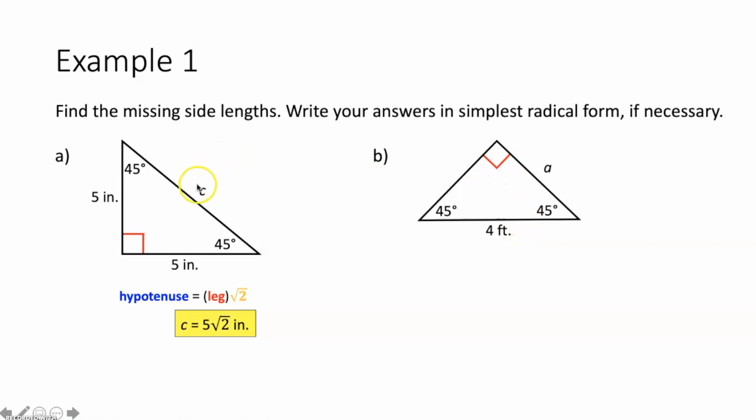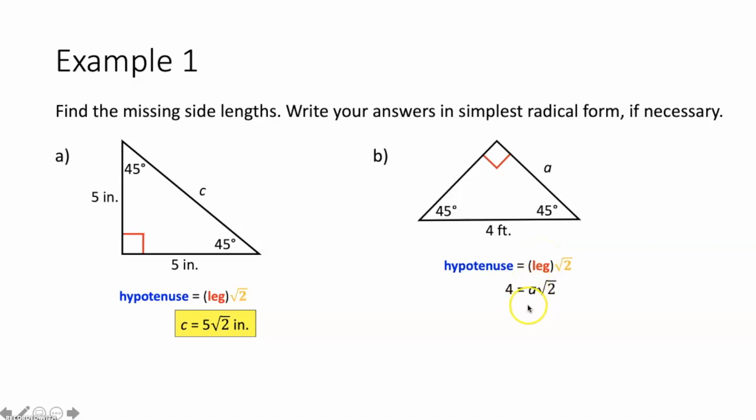Well, in the previous example, we were given the legs and we had to find the hypotenuse, which was pretty easy, right? You just took the leg measure, multiplied it by rad 2, and you get the hypotenuse. This time we're given the hypotenuse and we're trying to find the leg. So we're going to still use the same equation. The hypotenuse is equal to one of the leg measures times rad 2. The only difference here is now we're going to plug in a value for our hypotenuse and solve for our leg. So we're going to plug in 4 feet for our hypotenuse and we're going to plug in A for our leg measure. And now we have to solve for A.